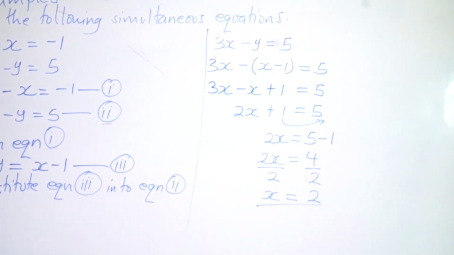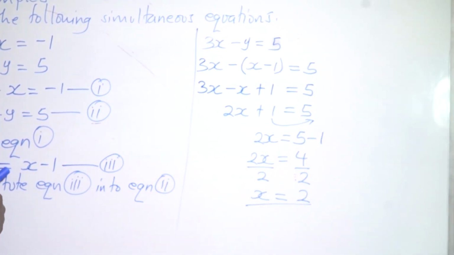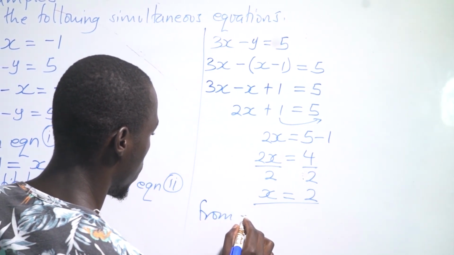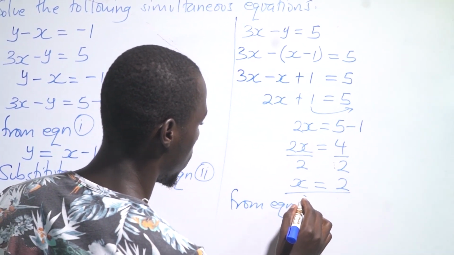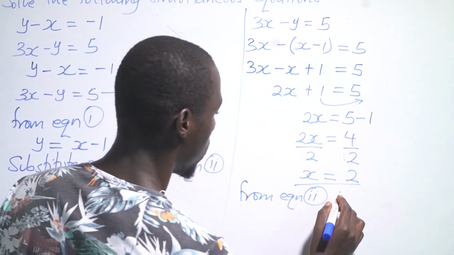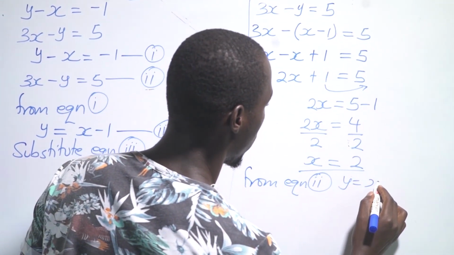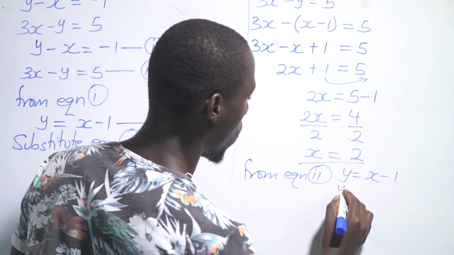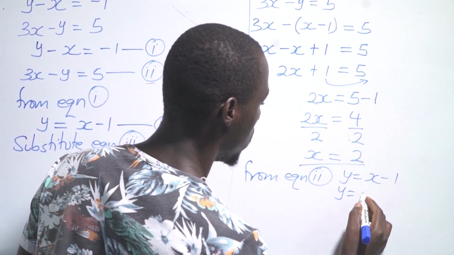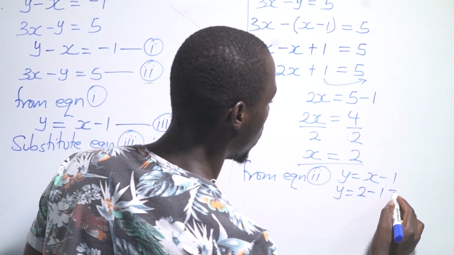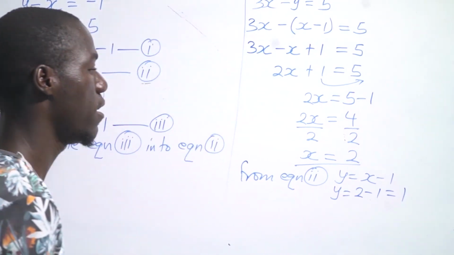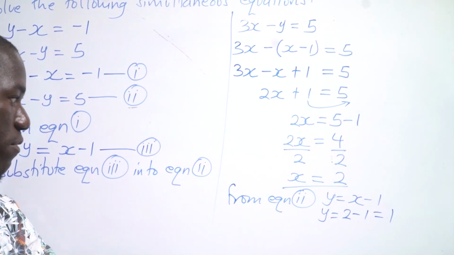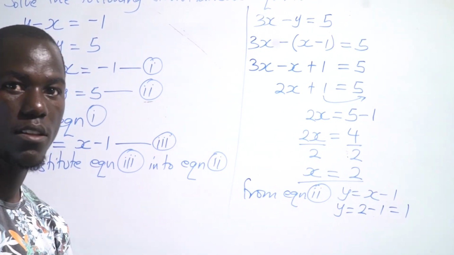Then to find my y, remember I made it the subject here. So from equation 3, my y is equal to x minus 1. So I substitute the value of x. Y is equivalent to 2 minus 1, which is 1. Therefore, my x value is 2 and my y value is 1.